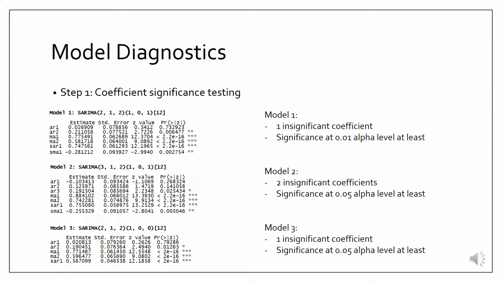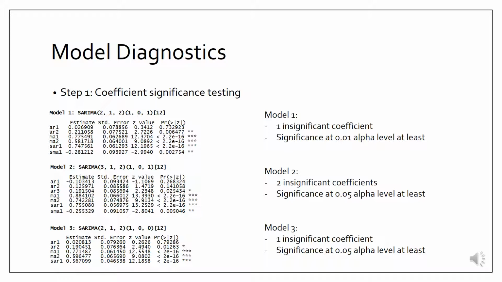In order to assess the adequacy of the top three models presented previously, each model was subjected to a series of diagnostic tests. First, R's coeftest function was applied to each model to determine whether or not its coefficients were statistically significant at the 0.05 alpha level. Ultimately, the results of the test showed slight differences between models.